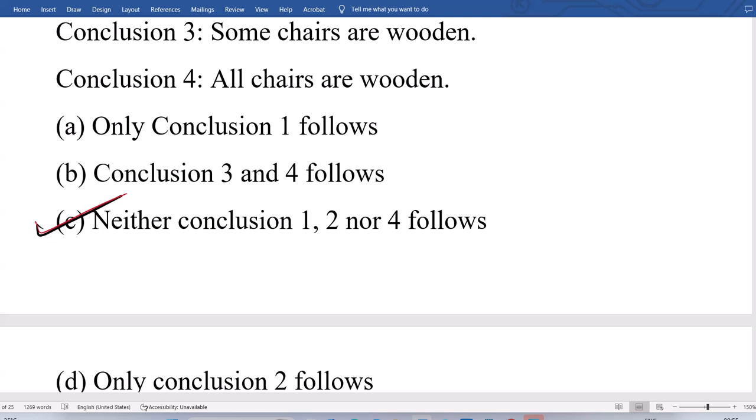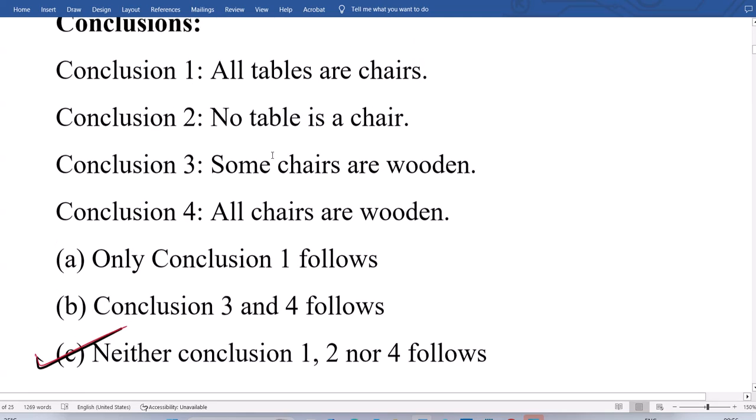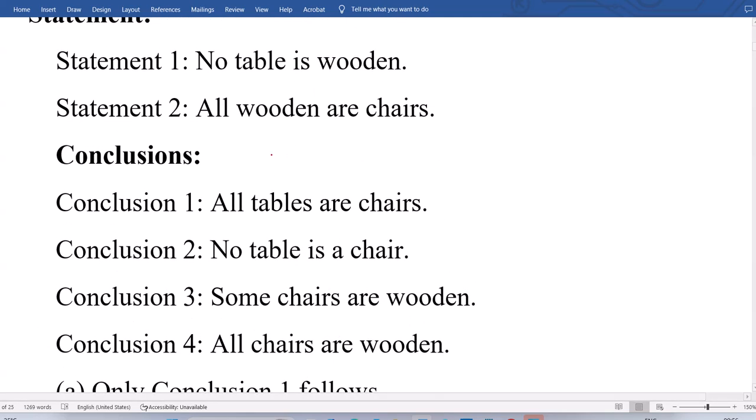You people would definitely go with some other option. Only 1 follows is there, sir. Only 2 follows is there. Only 3 follows is not given directly. Okay, 1, 2 and 4 are false, which means indirectly 3 is true. Right, so yes, only the third one is true. How, sir? You can draw the diagram.